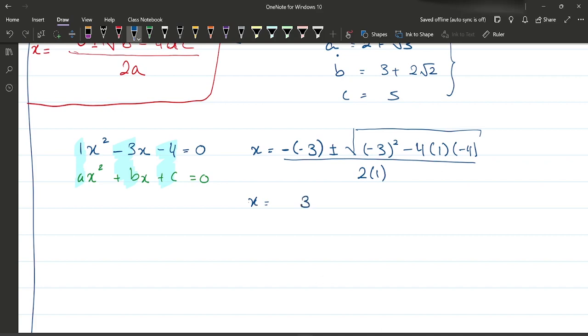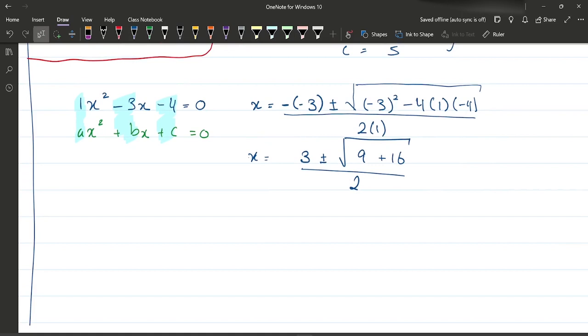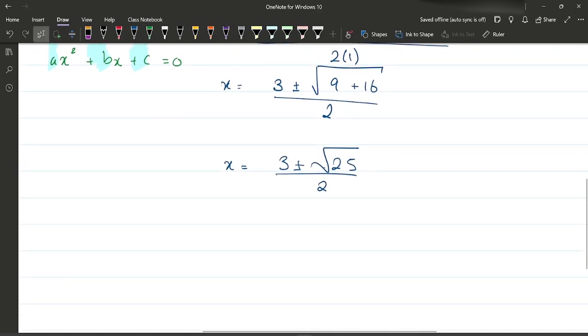So this is 3 plus minus square root of 9 minus 4 times minus 4. That's minus 16, it becomes plus 16, over 2. So 9 plus 16 is 25, equals 3 plus minus the square root of 25, all over 2. Great. So now x is equal to 3 plus minus 5, all over 2.